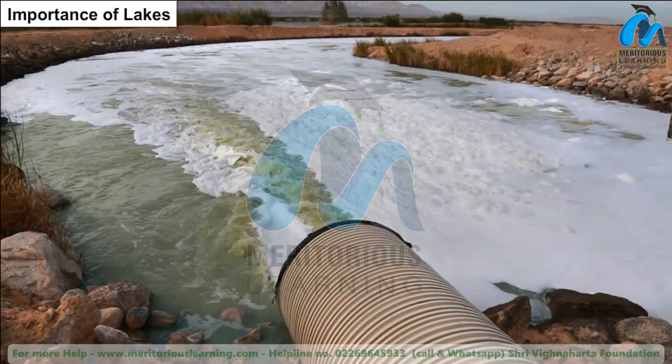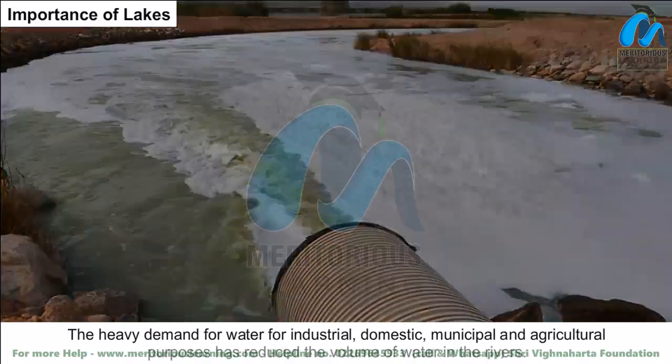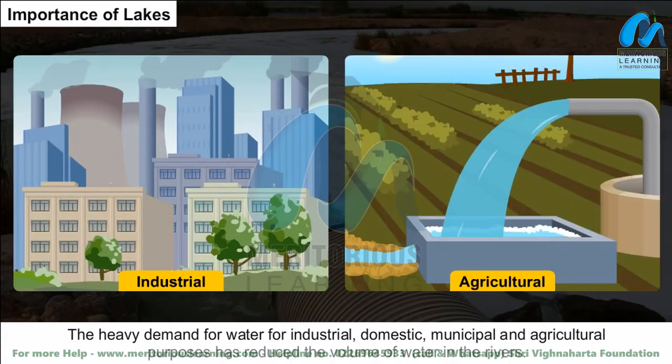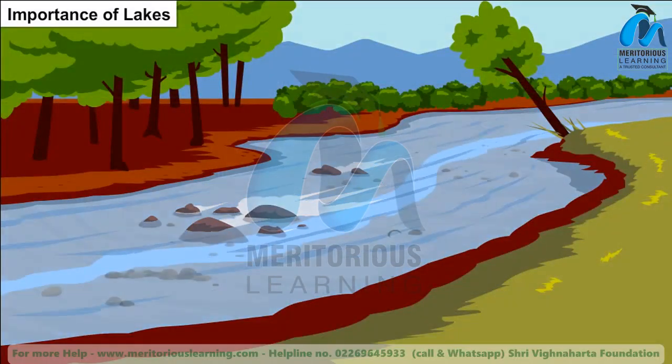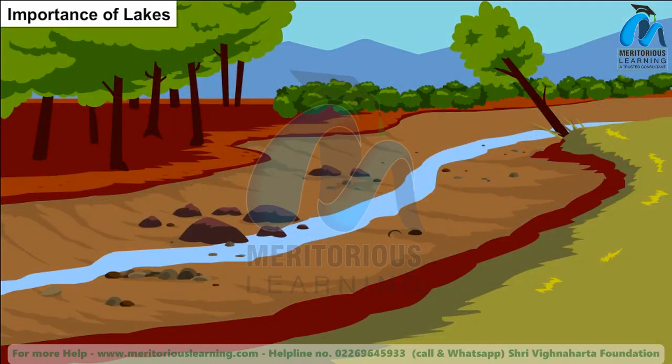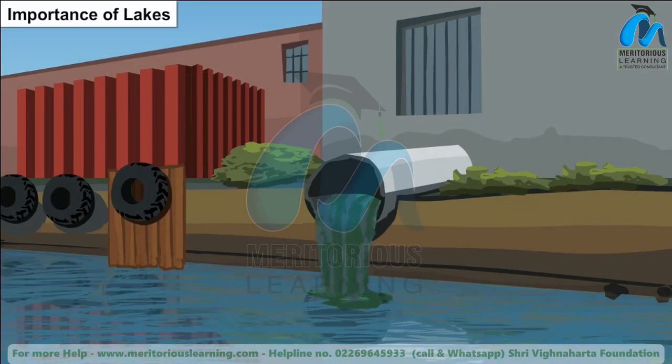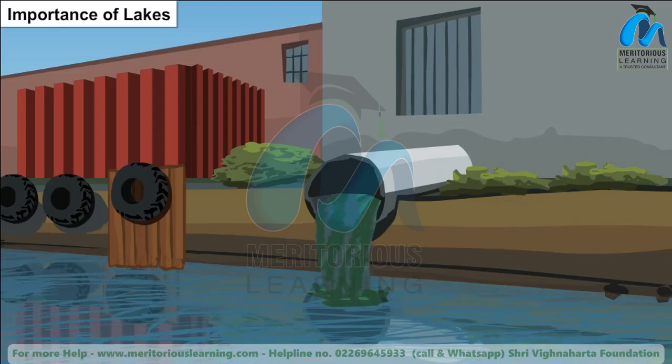River pollution. The heavy demand for water for industrial, domestic, municipal and agricultural purposes has reduced the volume of water in the rivers. Untreated sewage and industrial effluents emptied into rivers affect its quality and reduce the self-cleansing capacity of the river.